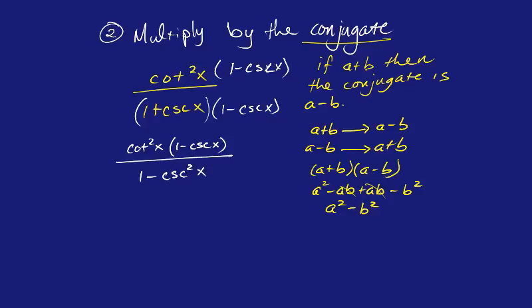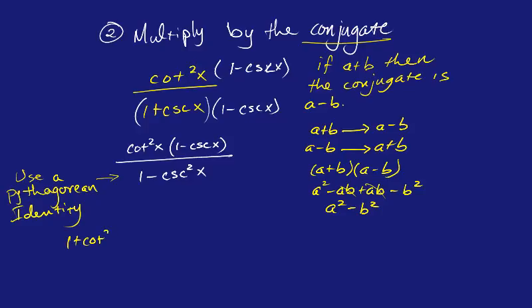If I FOIL it out, 1 times 1 is 1, and then the two cosecants cancel out, and cosecant of x times negative cosecant of x is negative cosecant squared. Now the beauty of multiplying by the conjugate is that you should end up with something you can use a Pythagorean identity on. If you can't use a Pythagorean identity, then you probably didn't need to multiply by the conjugate. You learn that lesson the hard way sometimes. You multiply and you're like, I thought it was going to be a Pythagorean identity, but it's not.